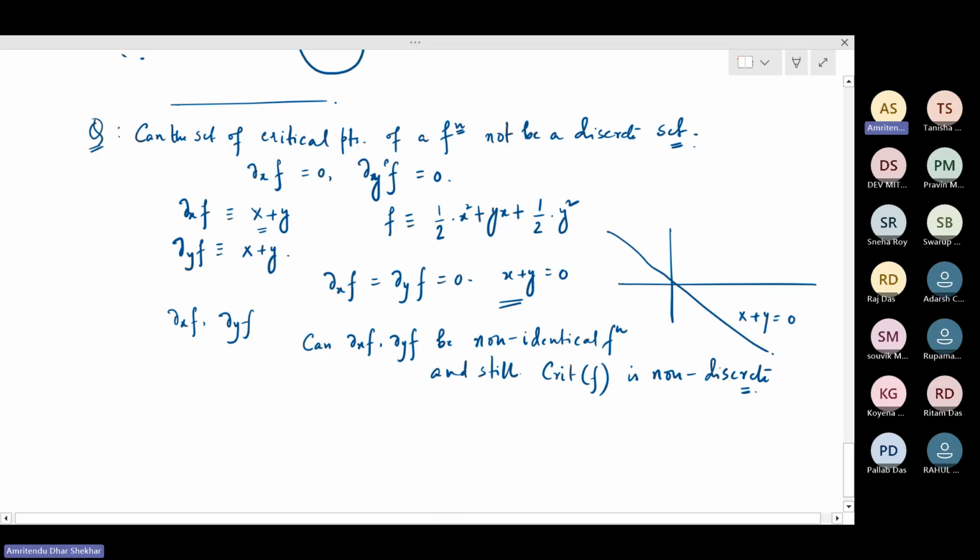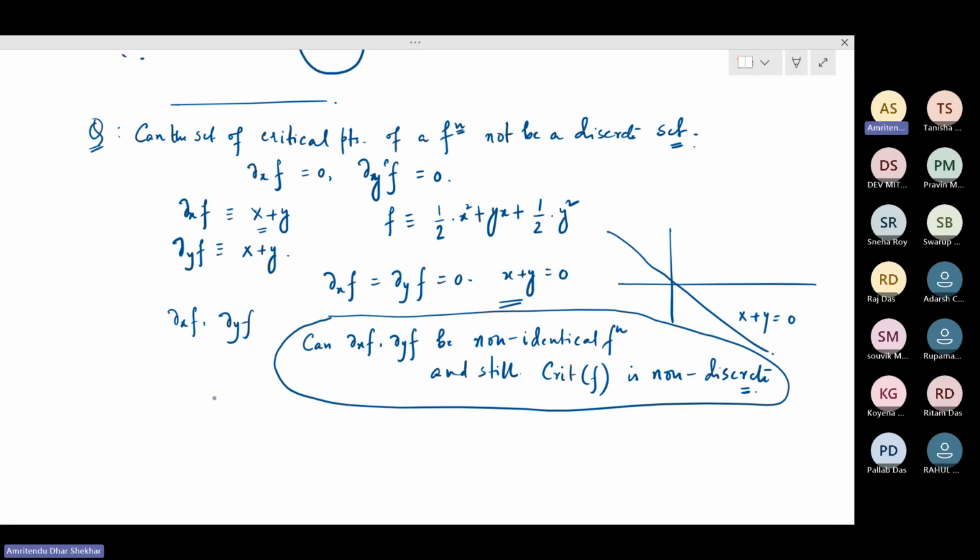Okay, that's an interesting question, and to be honest, even I don't really know the answer to this question. I'll have to think about it myself, but maybe you can ponder on this question. I think the answer is yes. We can definitely have del x of f and del y of f be non-identical functions and still have the set of critical points of f be non-discrete.